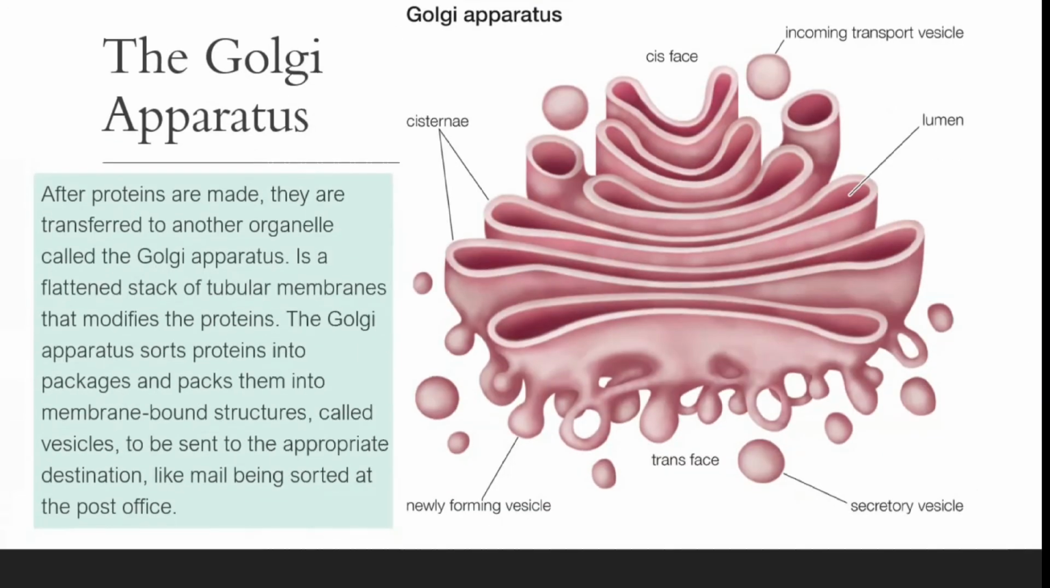The Golgi apparatus. After proteins are made, they are transferred to another organelle called the Golgi apparatus. It's a flattened stack of tubular membranes that modifies the proteins. The Golgi apparatus sorts proteins into packages and packs them into membrane-bound structures called vesicles, to be sent to the appropriate destination, like mail being sorted at the post office.